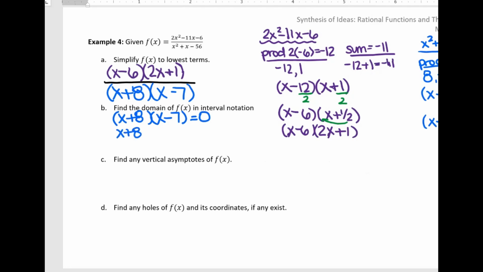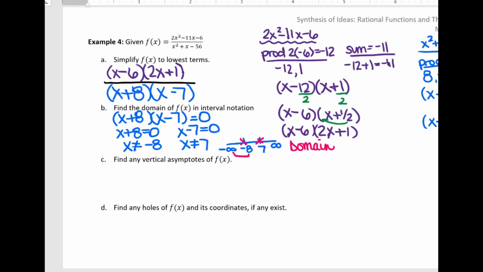So we would get x plus 8 equal to 0, which tells us that x cannot be negative 8. And x minus 7 equal to 0 tells us that x cannot be 7. So when we're writing the domain, if you need a visual, remember negative infinities on the left, positive infinities on the right. We cannot be negative 8 and we cannot be 7. So go ahead and get rid of both of those. Our domain, we're going to start with negative infinity to negative 8.